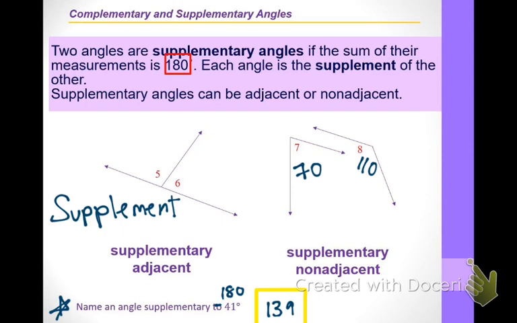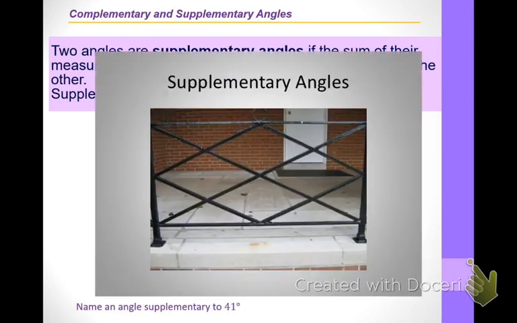It'll say name a supplement with 50 degrees. So the supplement would be 130 because what's 50 plus 130? 180. Okay? So we're going to do this last example together. Well, I could show you this. You'll see supplementary angles everywhere.